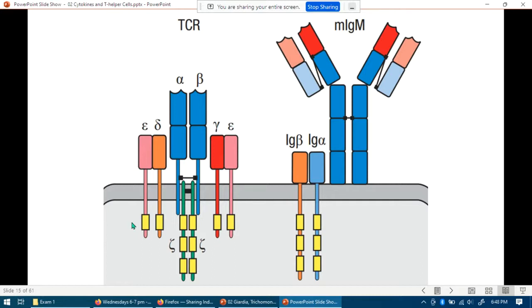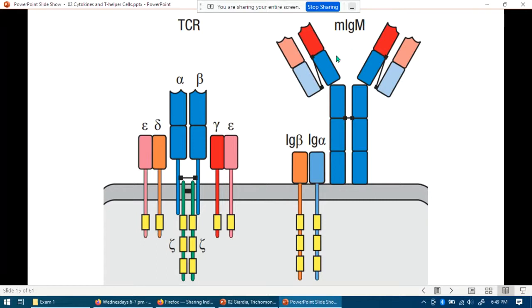All of these contain activation motifs inside the intracellular domain, and they basically allow the T cell receptor to signal to cause activation of the T cell once the T cell has encountered antigen. All right, so without CD3, the T cell receptor would not be able to signal. It would not be able to actually transduce the fact that it has encountered antigen to the cell.